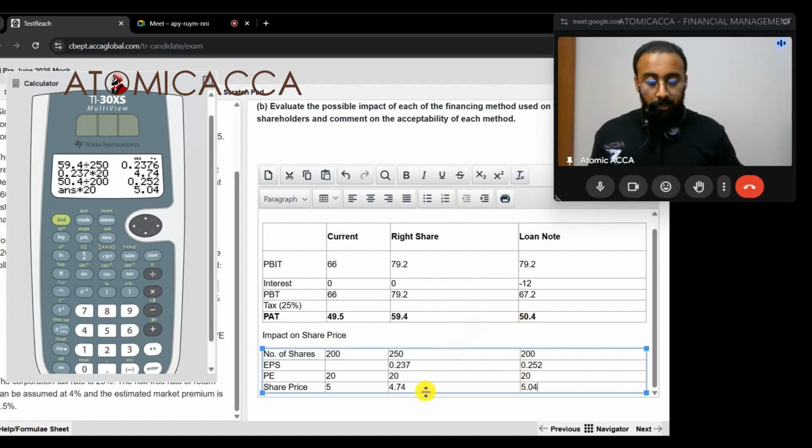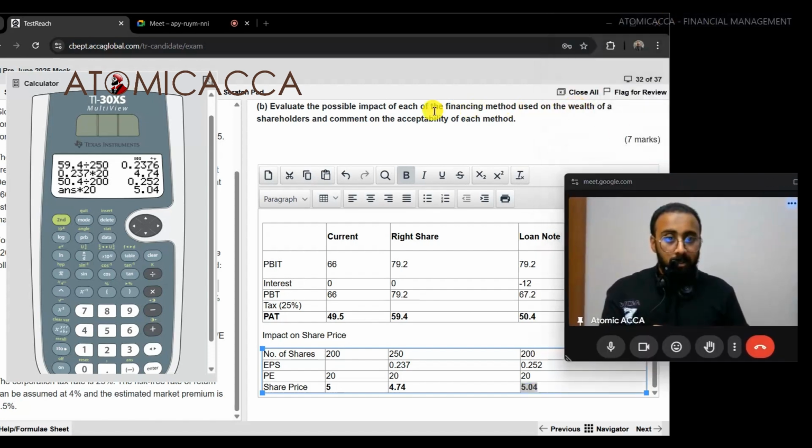So what is the situation that you can see with the share price? Currently the share price is at $5. If you're going with the rights shares, which are at a discounted value, the share price turns out to be 4.74. And if you're going with the loan note, you can see that the share price seems to be increasing beyond $5. From the investor's point of view, which is the most important, what is the question asking?